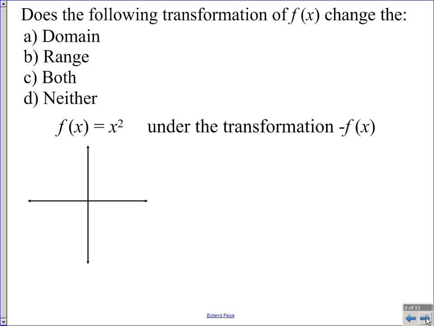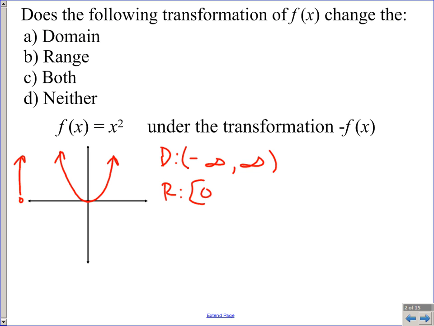We start with three parent functions. We'll start with a parabola first. We're going to ask the question, does the following transformation of f of x change the domain only, the range only, both, or neither? And this graph, you may be familiar with, looks something like this. Looks like a U that opens up. Its domain goes from negative infinity to infinity, which means you can put any value into the function. However, because it squares, all negatives would become positive. And so the range will start at 0 but go all the way up, inclusive of 0.